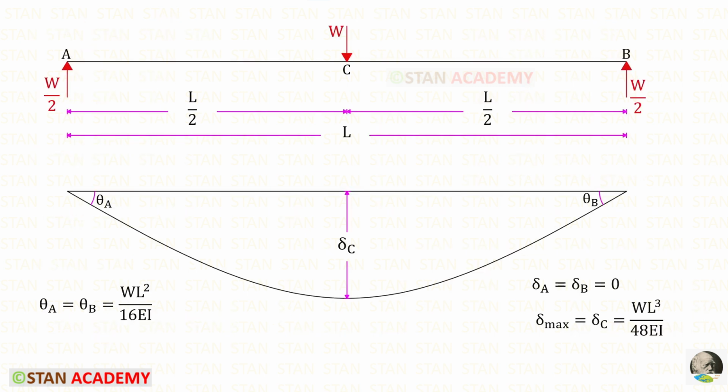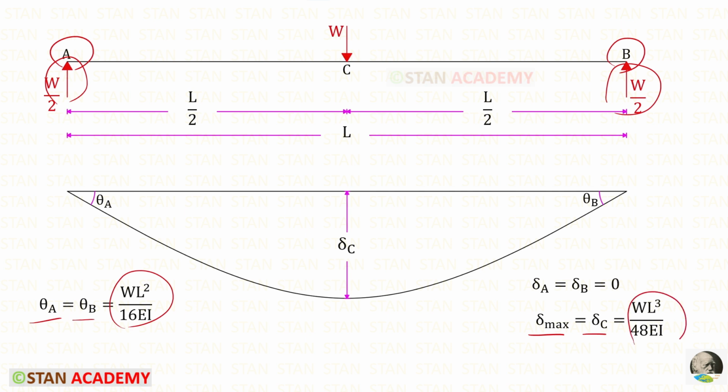Here you can see the elastic curve. Theta A and theta B will be the same, that is WL square upon 16 EI. The deflection at the points A and B will be 0 because there are vertical supports. The maximum deflection will be at the point C, that is WL cube upon 48 EI.